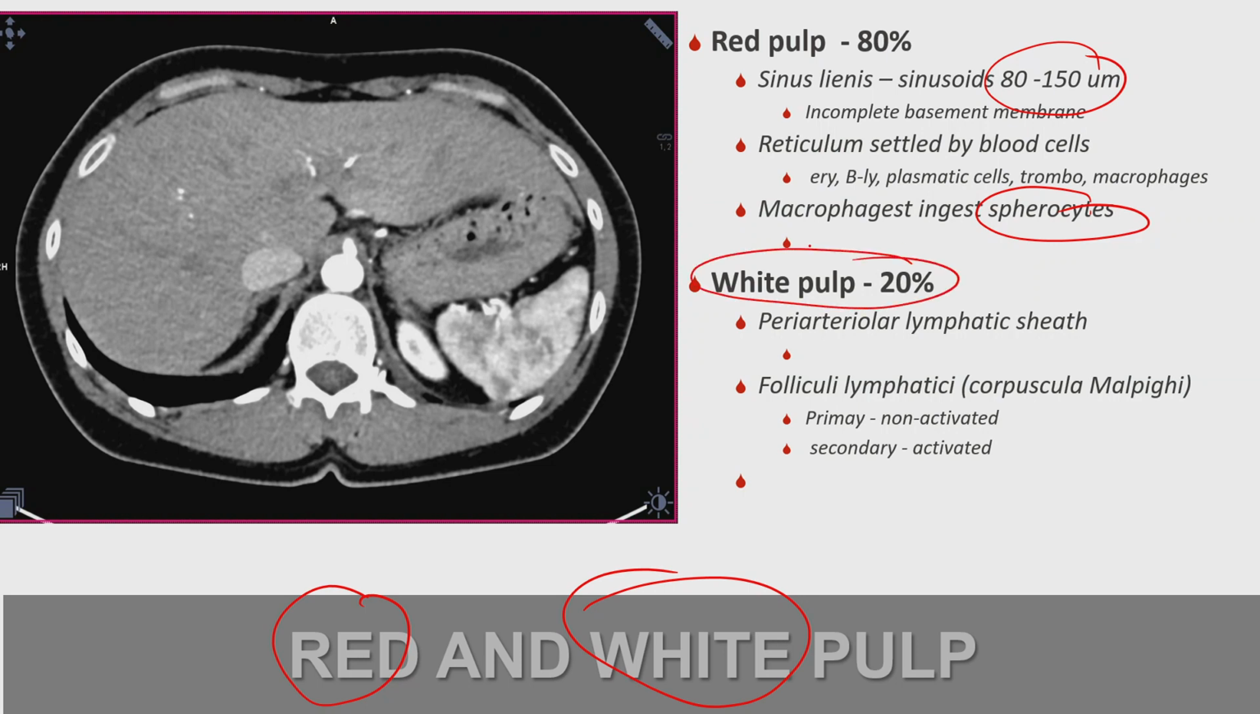White pulp has a different sense. It's localized in periarterial lymphatic sheaths, so along arterioles there is a layer of lymphocytes, and they are forming folliculi. Again, you can hear folliculi, like in tonsils, like in wall and mucosa in intestine, or also in bronchi. So they are forming corpuscula Malpighi, and those Malpighian corpuscula are primarily non-activated. The secondary could be activated during immunity reaction. So immunity reaction could be here.